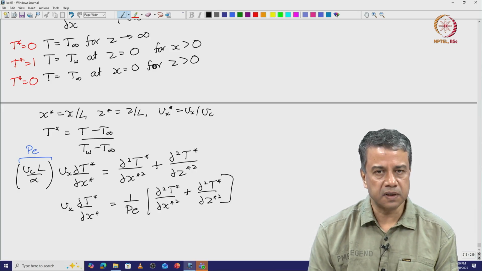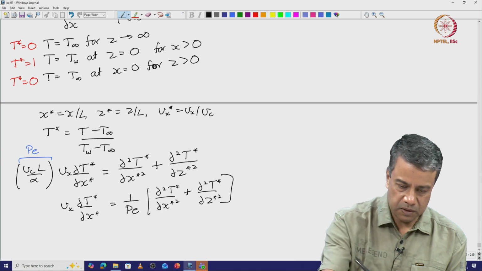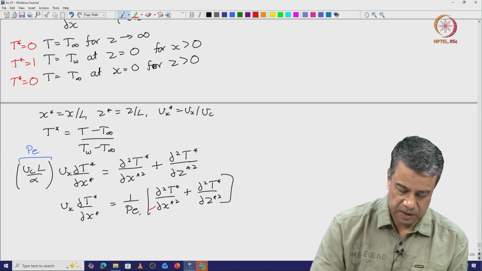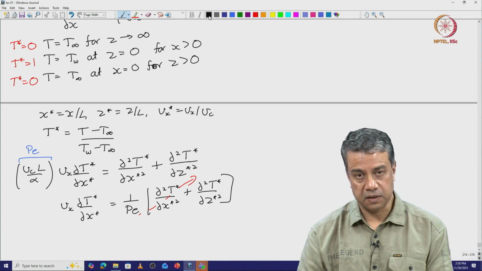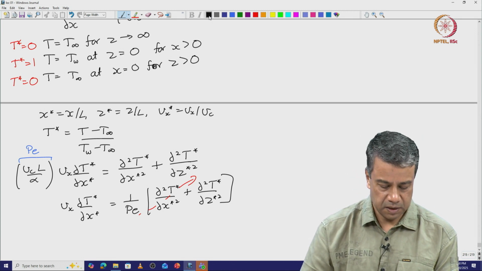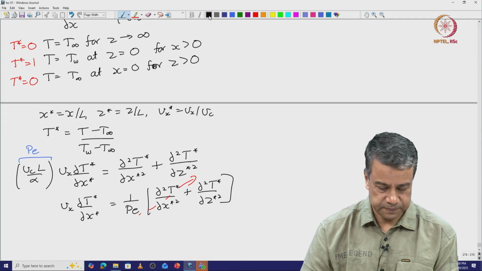And in this particular case, if I consider the limit where the Peclet number is large, 1 over Peclet number is small. So, you would think that you can neglect this diffusion term altogether. Simplistically, you would think that this diffusion term can be neglected.